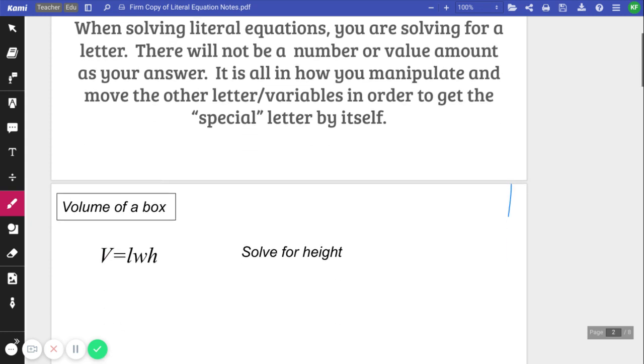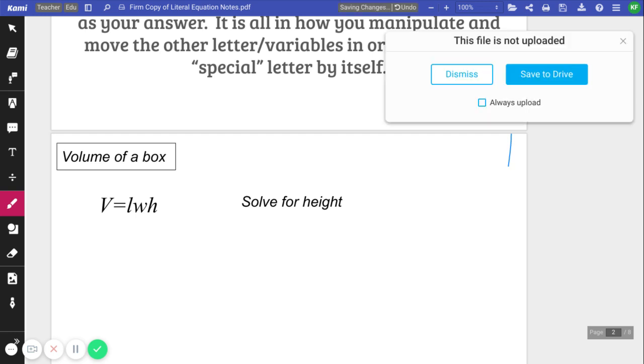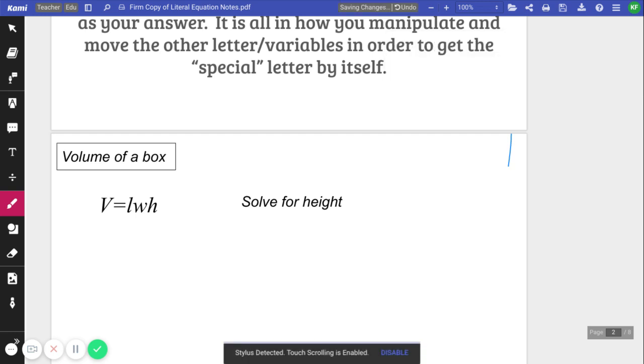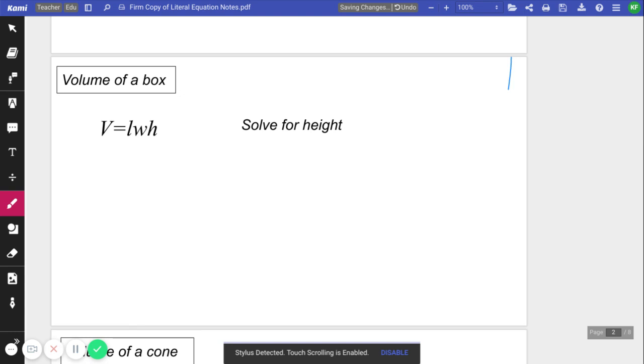So we're just going to jump right in and start with this formula right here. This is the volume of a box. Now, a lot of these formulas will seem unfamiliar and kind of weird. You'll see a lot of them next year in geometry. So right now, we're really just worried about being able to solve literal equations, so move letters around. This one, we're going to solve for height.